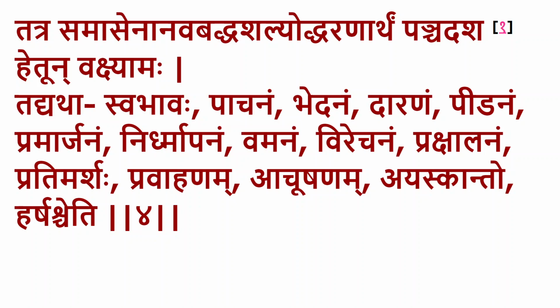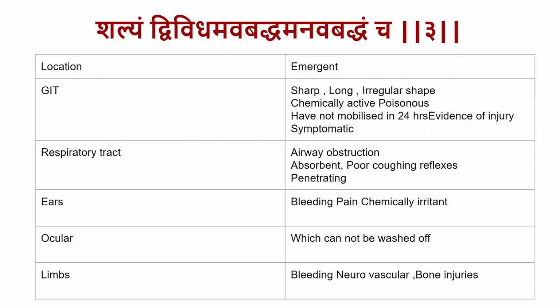Now, the shalya which remains in the body and hurts the body is classified into two categories: anavabadha and avabadha. Avabadha is that which is difficult to remove, or firmly fixed to the body, or which needs an emergency treatment. Anavabadha shalya are those which are loosely held, where physiological reactions and very simple procedures, not really a medical intervention, can be enough to manage. So avabadha and anavabadha, that's the classification.